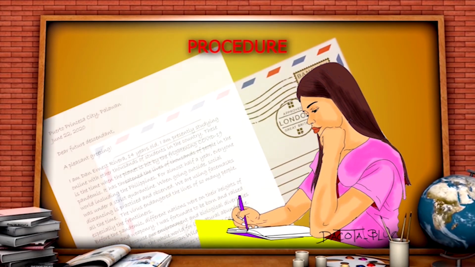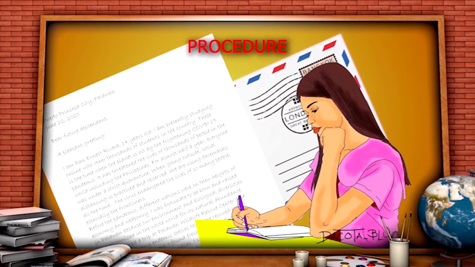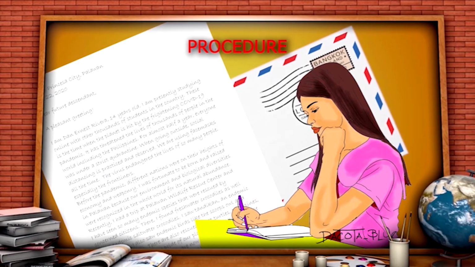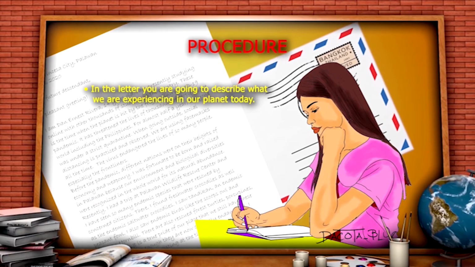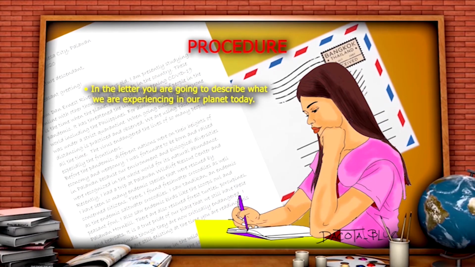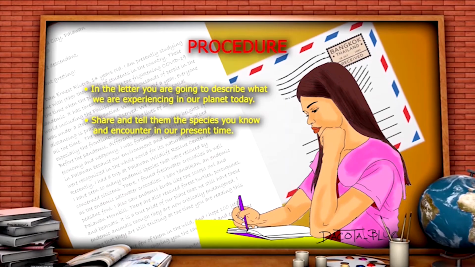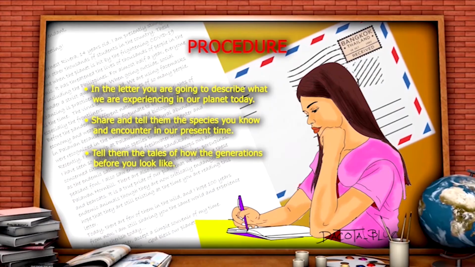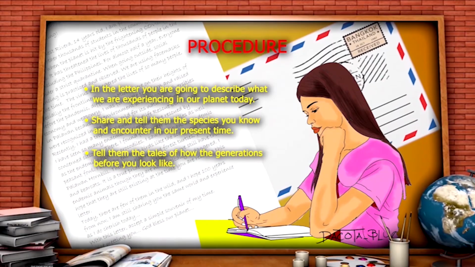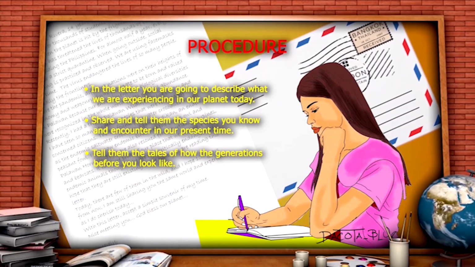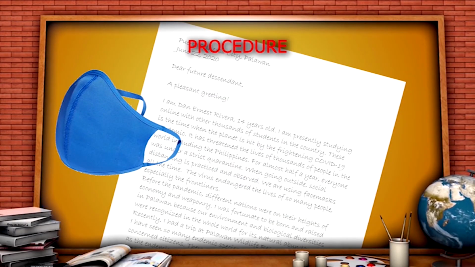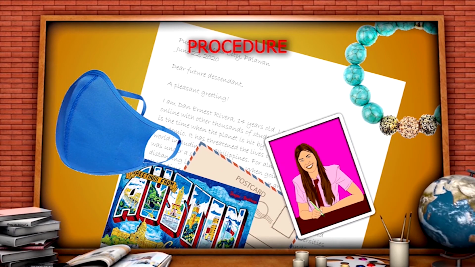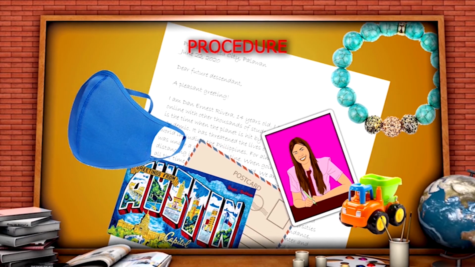Write a letter to the future generations or to your descendants. Suppose that your letter will be received by a friend 100 years from now. In the letter, you are going to describe what we are experiencing in our planet today. Share and tell them the species that you know and encounter in our present time. Tell them the tales of how the generations before you looked like. 2. Attach a simple memorabilia or souvenir from our time. It could be pictures or any important thing that could describe our present time.